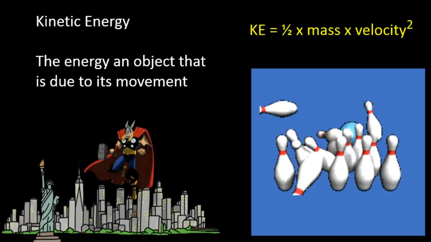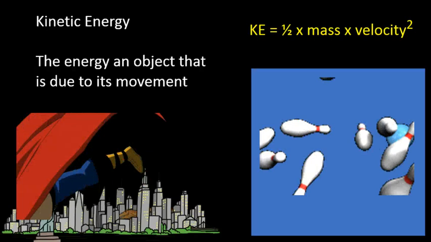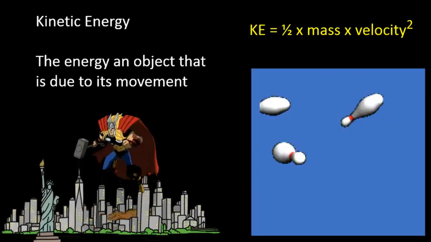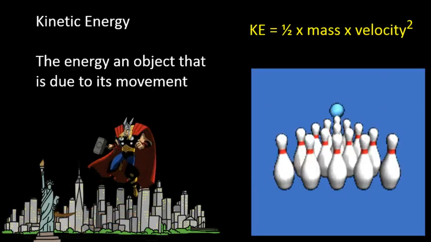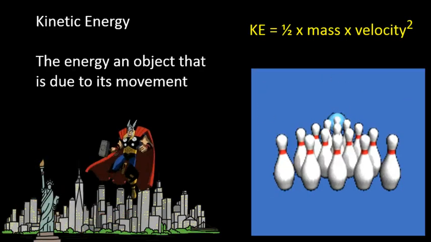Its formula is going to be KE equals 1/2 times the mass of the object times the velocity of the object squared. So we square the velocity, then multiply it by the mass, and then multiply it by 1/2.